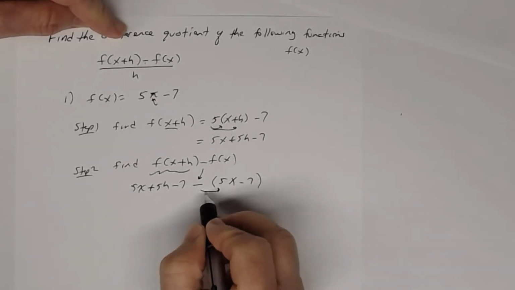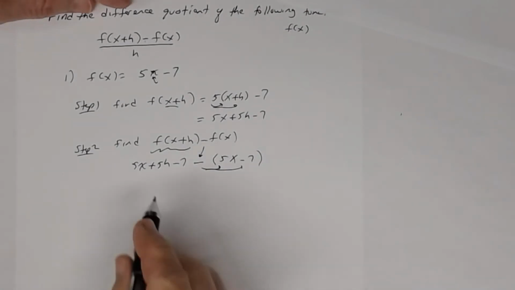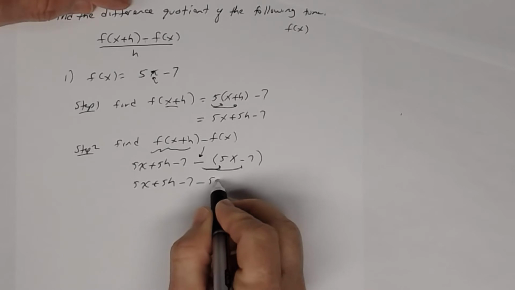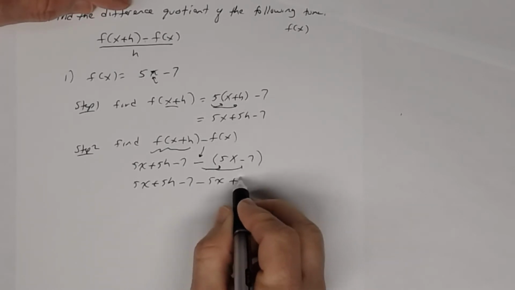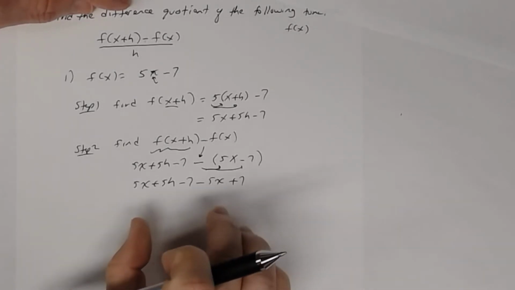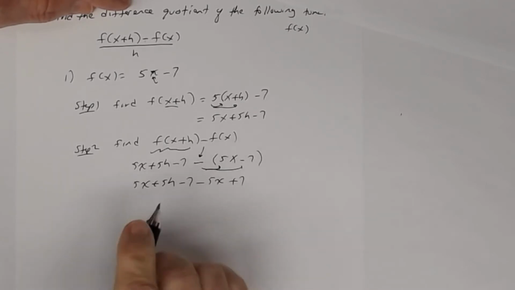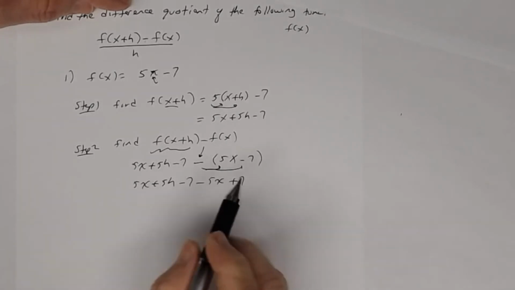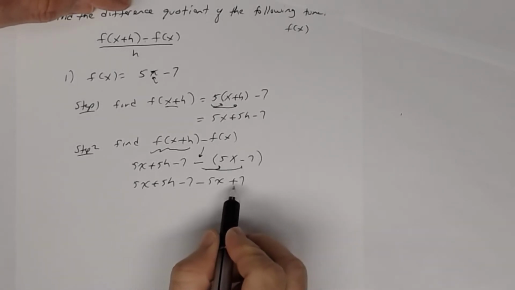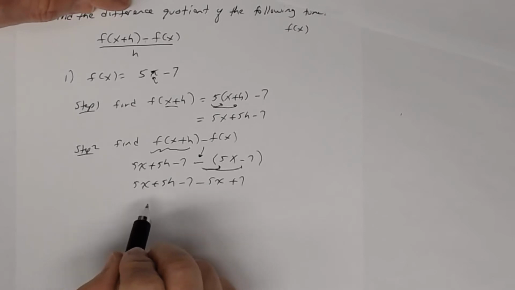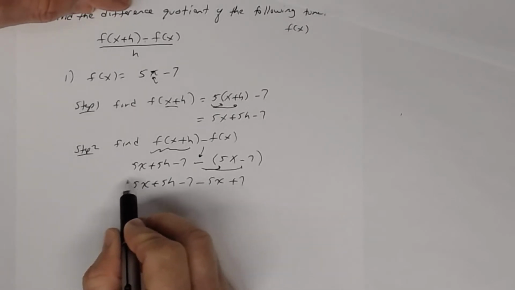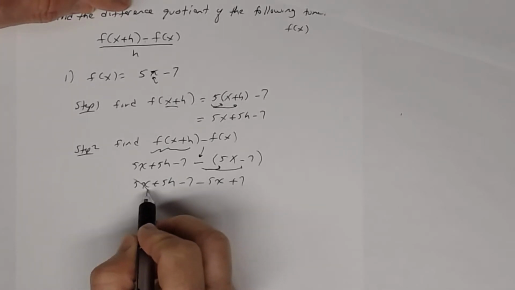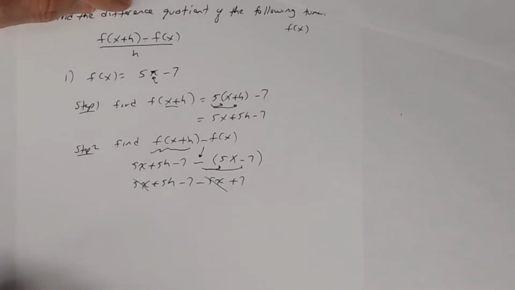You have to put that in parentheses because you're subtracting both 5x and a negative 7. All right, so let's get rid of the parentheses. We're going to distribute. And so I get 5x plus 5h minus 7 minus 5x, and then the opposite of a negative 7 is a positive 7. Now we're dealing with polynomials here, so it's at this point where every term that doesn't have a factor of h will cancel out. For example, this 5x does not have a factor of h. You don't see any h in there. So 5x and negative 5x cancel out.